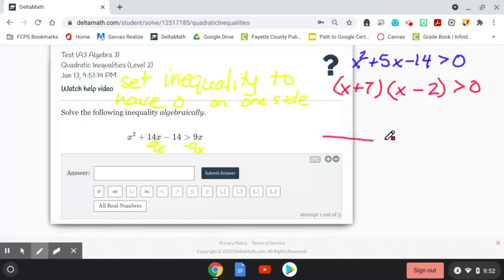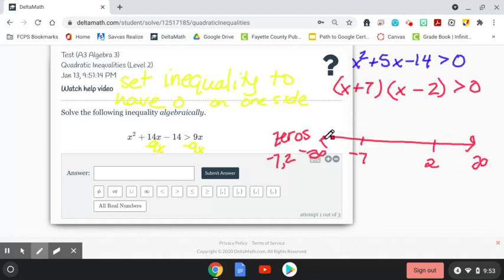Then I'm going to put the zeros on a number line. Make sure that you put them in order. They need to go in numerical order. So my zeros are the opposite of what's inside the parentheses. So my zeros are negative 7 and positive 2. So negative 7, positive 2, and my number line does go from negative infinity to infinity.